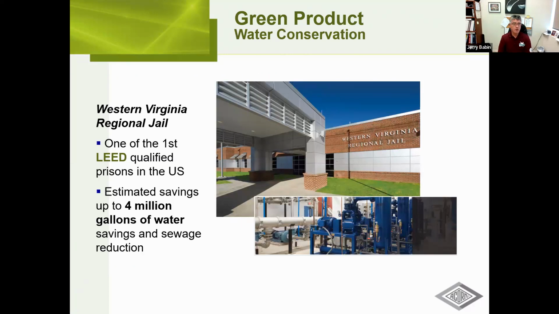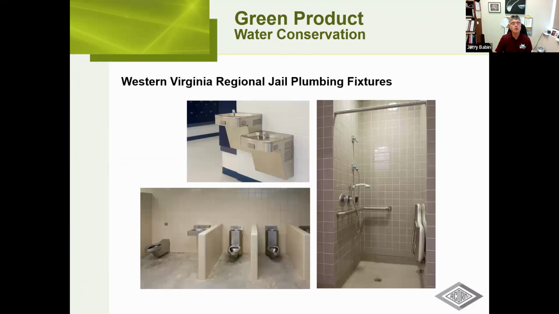Again, Western Virginia Regional Jail, one of the first LEED qualified prisons in the U.S. Estimated savings of up to 4 million gallons of water savings and sewer reduction. Again, just some of the areas where they had it connected. They had drinking fountains, showers, combination fixtures, as well as individual fixtures.